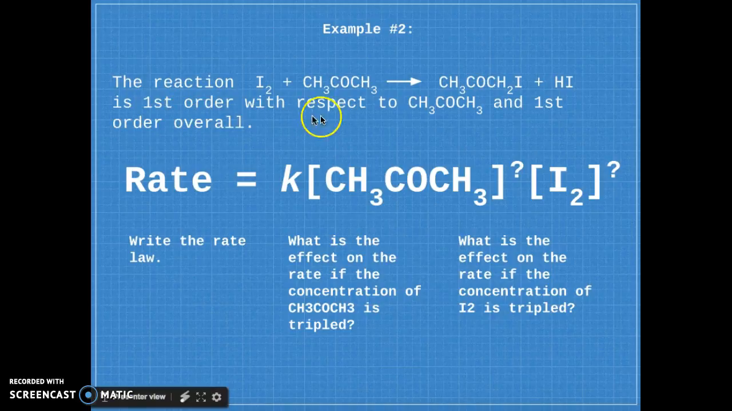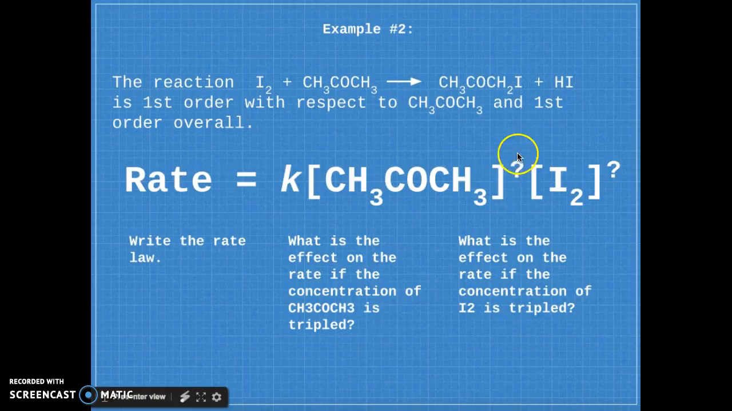So this says first order with respect to acetone, and that means acetone's exponent should be a 1. So this question mark could be replaced with a 1. It also says first order overall, which means when we add the exponents, we should get 1, which means iodine's exponent has to be a 0. So now let's talk about what that means.